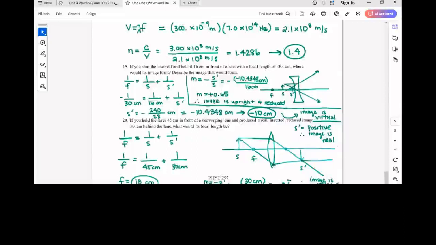And this is negative 0.6 repeating. So the image is going to be reduced because 0.6 repeating is smaller in magnitude than 1. The image is going to be inverted because we calculated a negative magnification instead of a positive one. And because the light rays are actually passing through this point on the far side of the lens, we know that this is a real image. That's also something that we could have surmised just by looking at the sign of s prime.